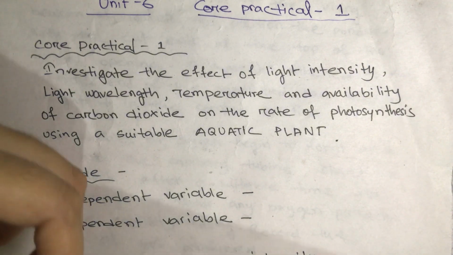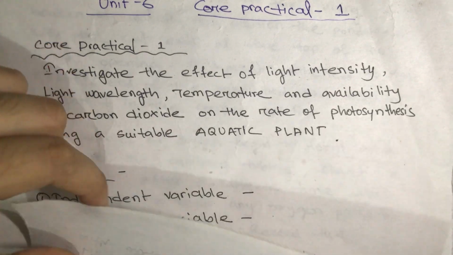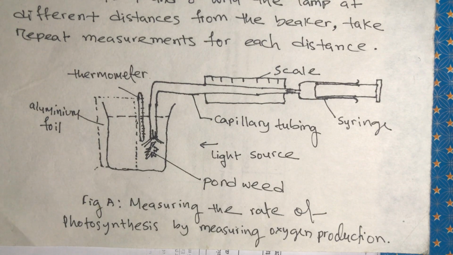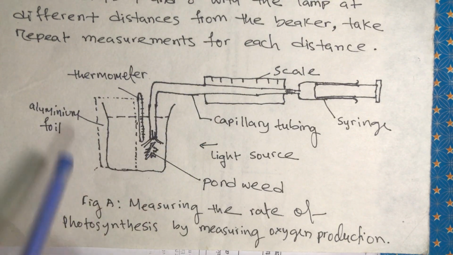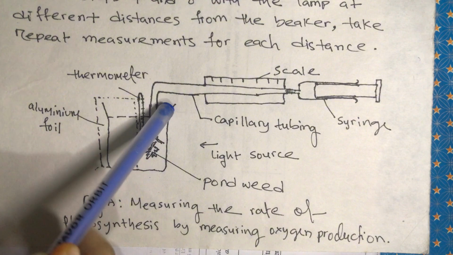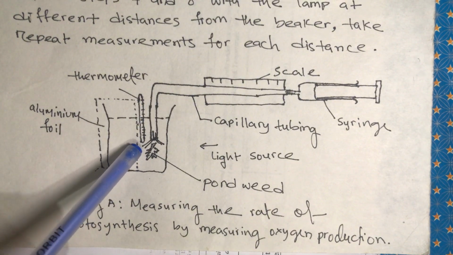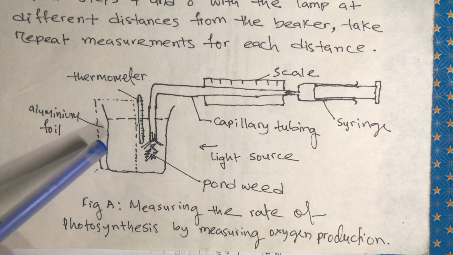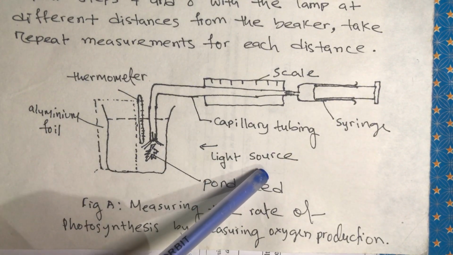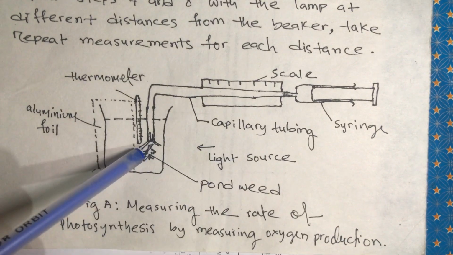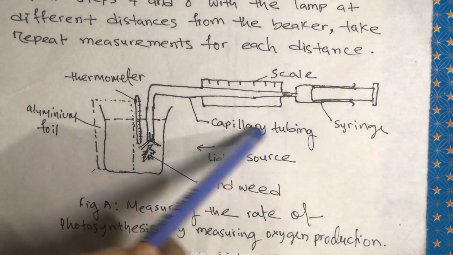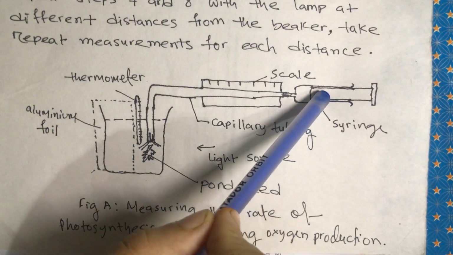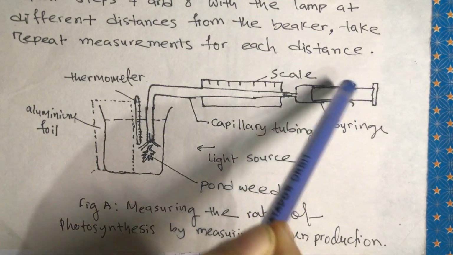Let me just show you a figure first to make it a lot easier, to make it more understandable. Okay, so this is a typical figure of the experiment. It's a beaker where a thermometer is given to measure the temperature, and one side will be covered with aluminum foil so that light can enter from the one side only, not from the other side. Here is the capillary tubing. The syringe is to take the oxygen amount, to count the oxygen amount.